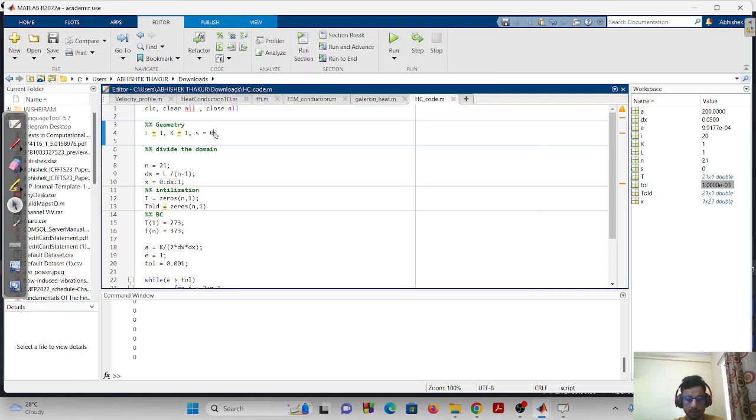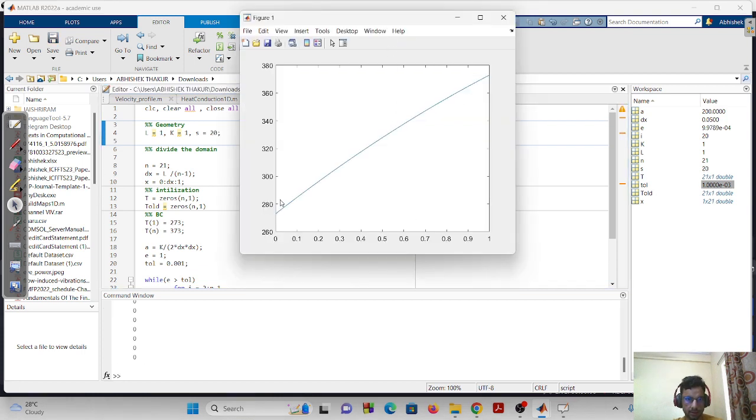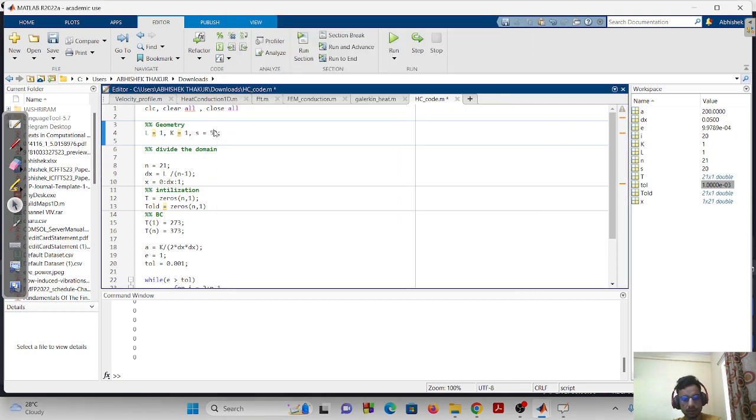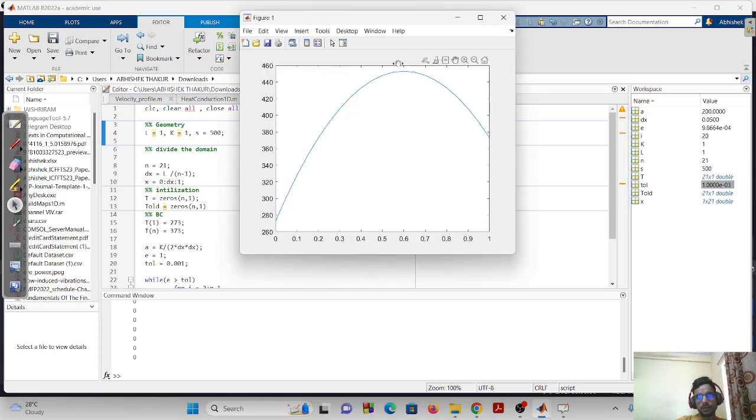But if we try to increase S, that is the heat generation, let's put it at 20. You see, a bending has started. The profile now seems to be parabolic. Now if we increase it further, let's say 500, you see, this is the profile we get, totally parabolic with the heat generation.